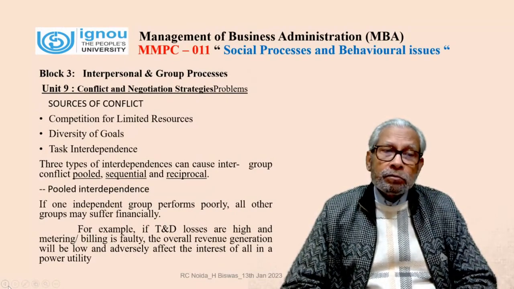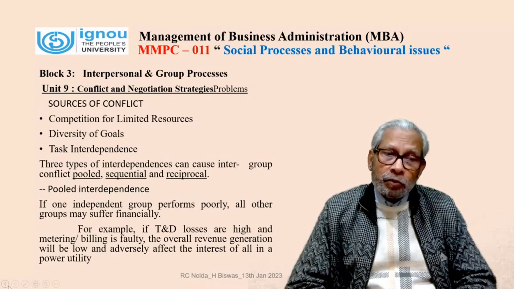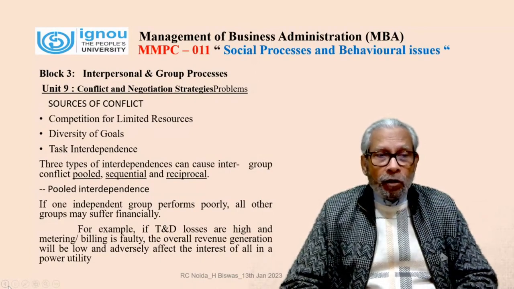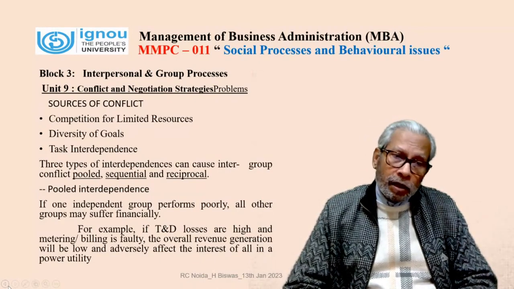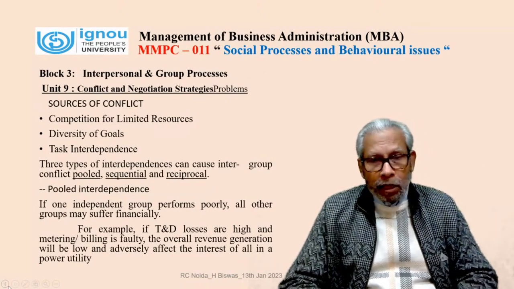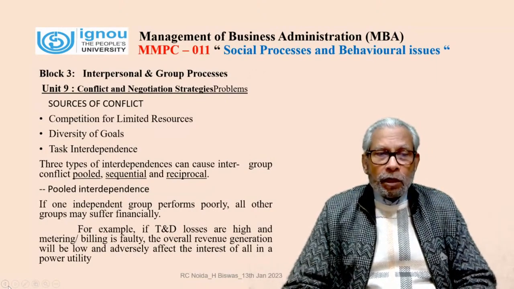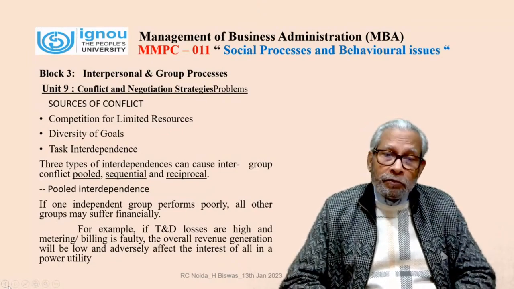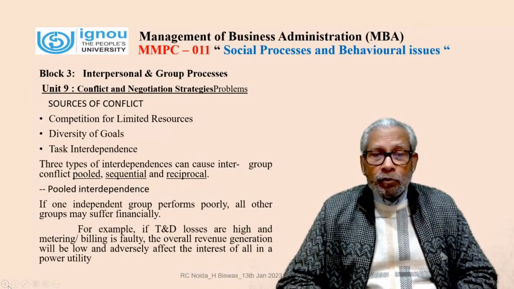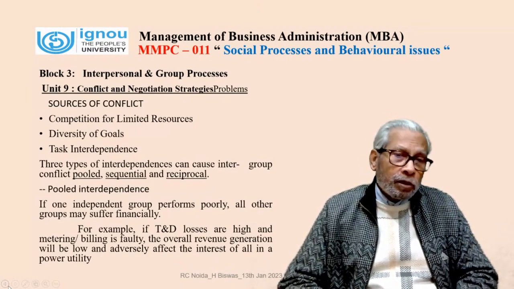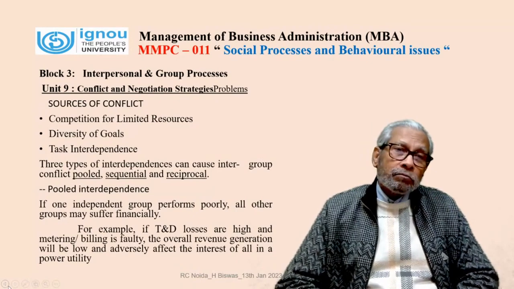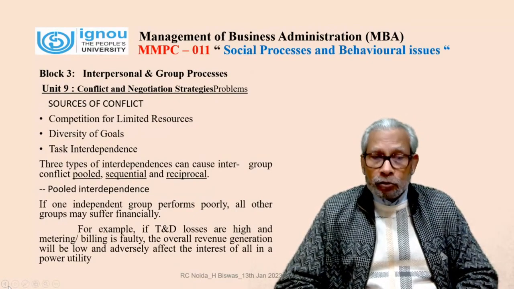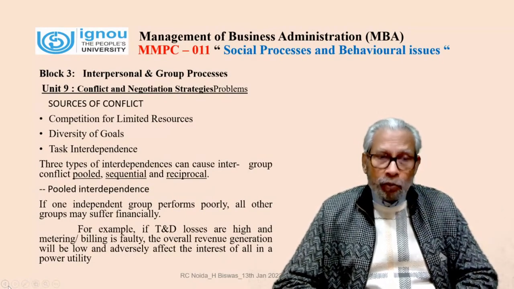Now let us see the definition of pooled interdependence. If one independent group performs poorly, all other groups may suffer financially. Suppose within the organization there are defined groups. One particular group is performing very well, but other groups are performing poorly. The performance is not good, so it is overall affecting the financial support systems. So this is one type of pooled interdependency.